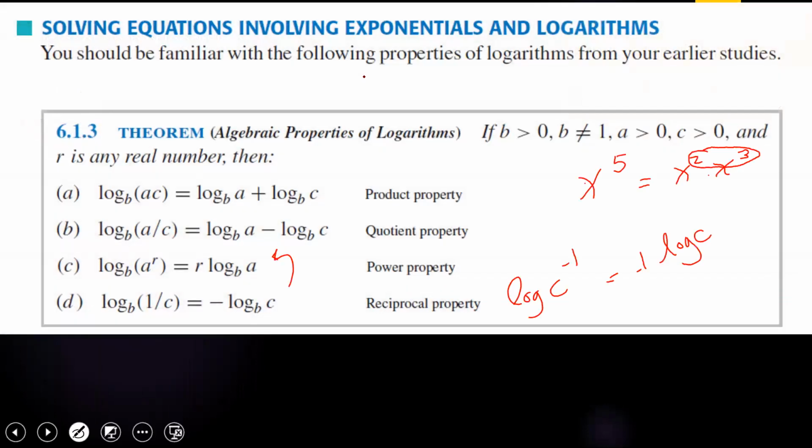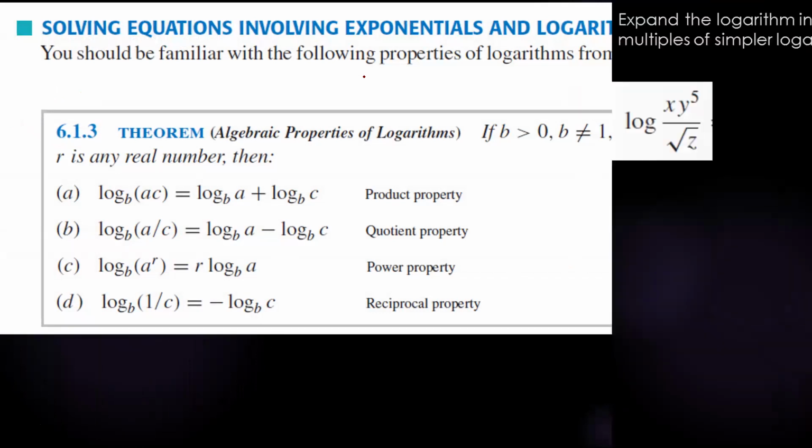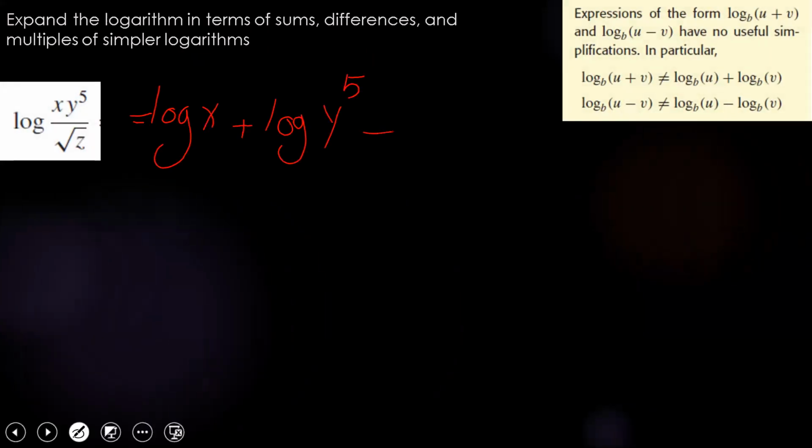Then a over c is logarithm a minus logarithm c. So that means minus logarithm of the square root of z. This is the first step. Then logarithm x is simplified, keep it as it is, plus logarithm y to the power 5.